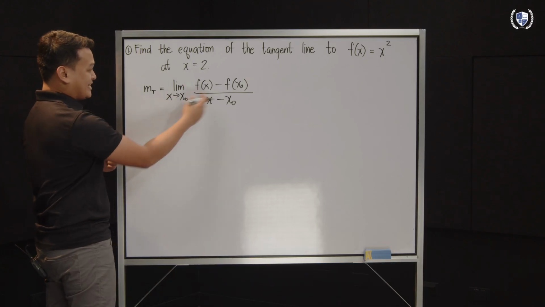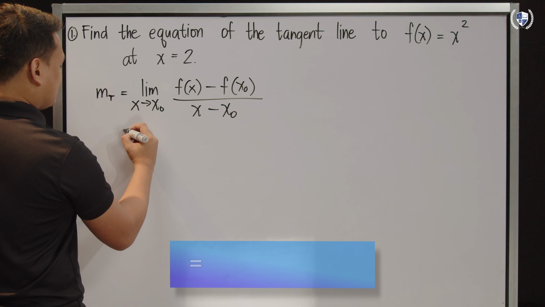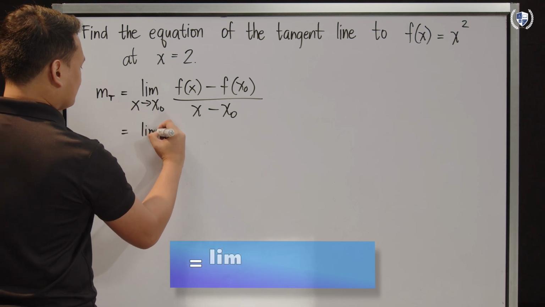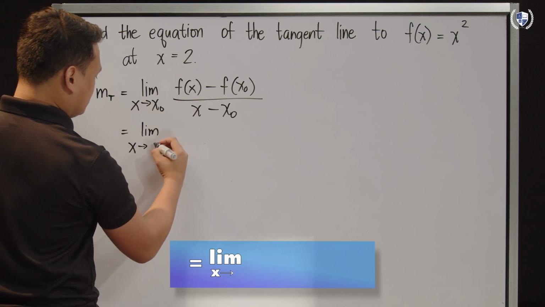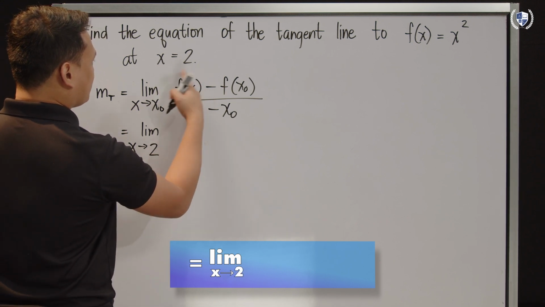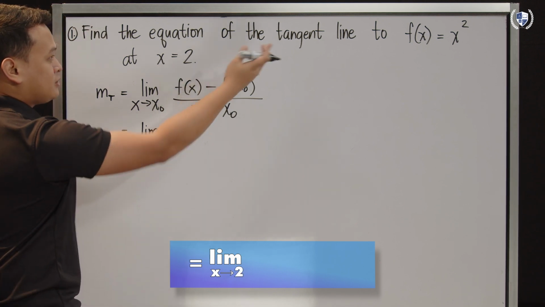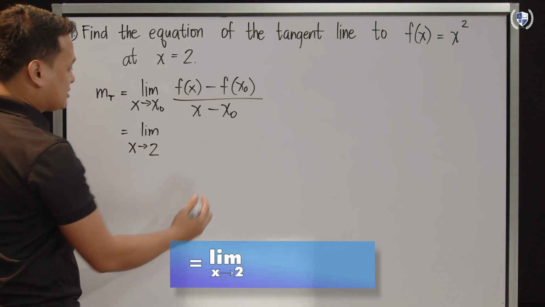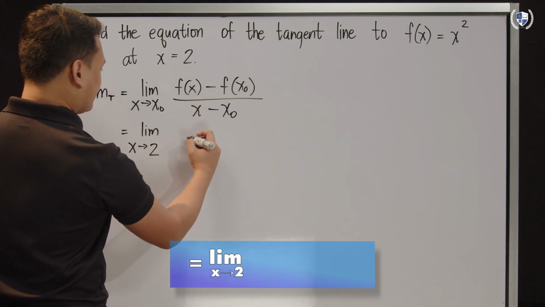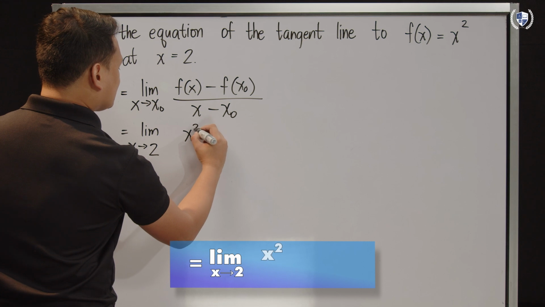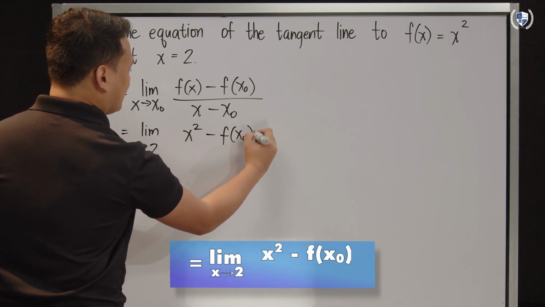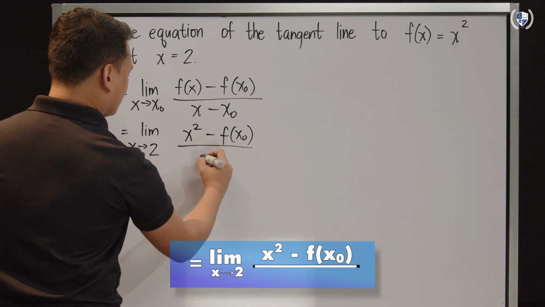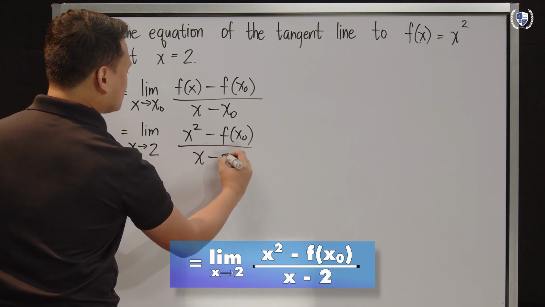So, palitan na natin ang values yan. This is just equal to the limit as x approaches. Ano yung x naught? That is 2. Ano yung f of x natin? F of x is actually our original expression. Ano yung f of x? That's just x squared. So this is x squared minus f of x naught. Hindi pa natin alam yung value nito all over x minus 2.